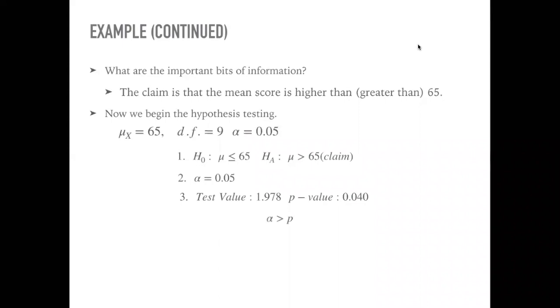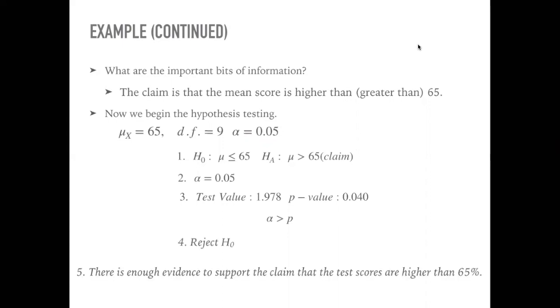Here we see that alpha is greater than p. So we reject the null hypothesis, which means there is enough evidence to support the claim that the test scores are higher than 65%. Again, this is exactly what we had done before when we did things by hand, except for step 2 got shorter, step 3 got a little bit longer.